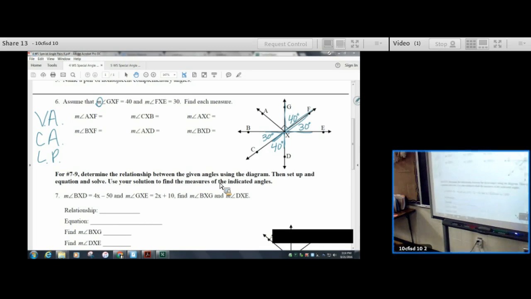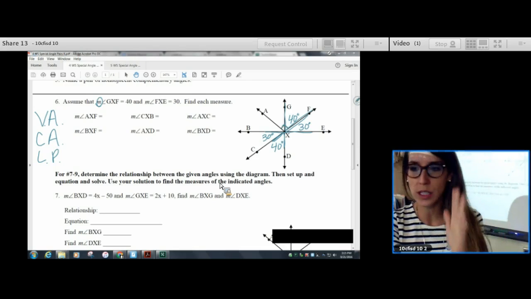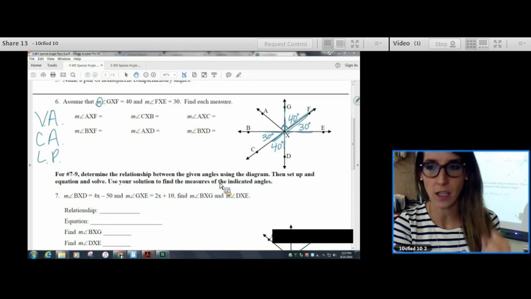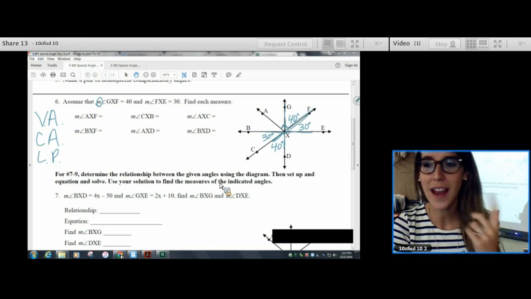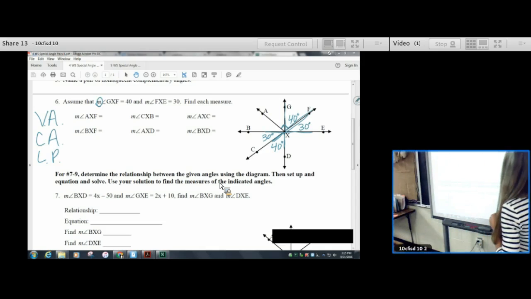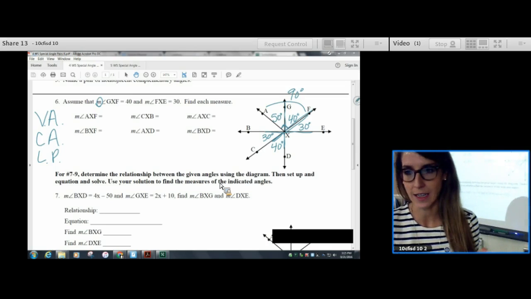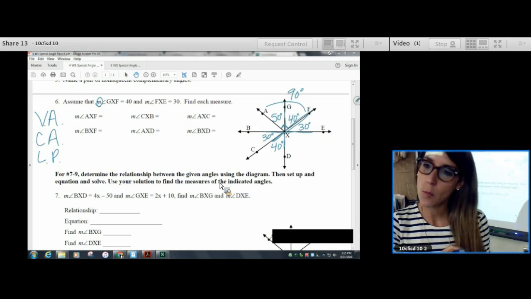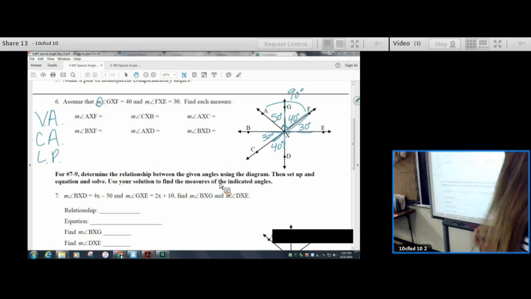Alrighty, now we can use this marking right here, which indicates that those lines or rays are perpendicular. Since they're perpendicular, we know that AXF is a 90 degree angle. So, if this is 90 degrees, and I've used up 40 degrees, I have 50 degrees left. So we subtracted there. We've got one angle to go, kind of right here. We're looking for this angle right here.